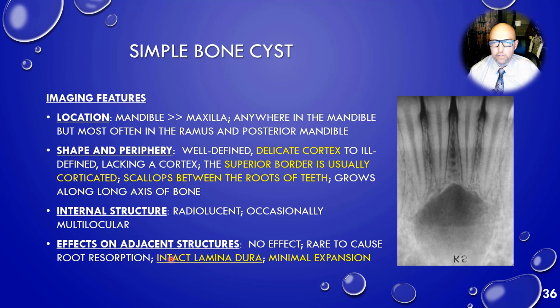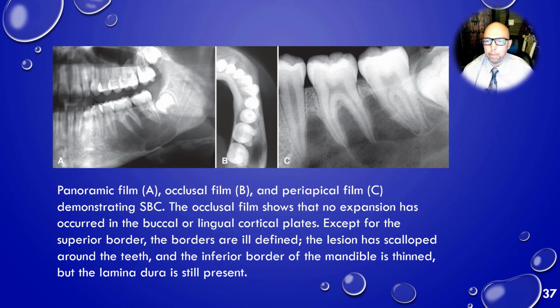Here's another distinguishing feature of simple bone cysts. The lamina dura intact. We mentioned scalloping around the roots. This is just, remember, an open bone cavity or an empty bone cavity, and as it's growing in between roots of the teeth, it doesn't really resorb the lamina dura, so it grows up in between the roots of the teeth and leaves that lamina dura line intact. Very strong indicator of a simple bone cyst. Mentioned minimal expansion with them.